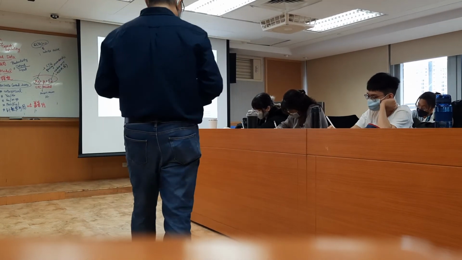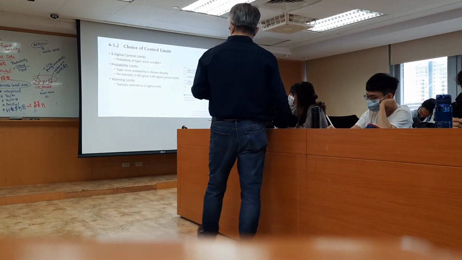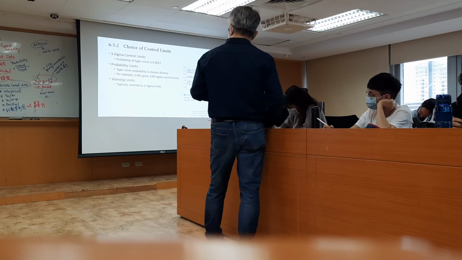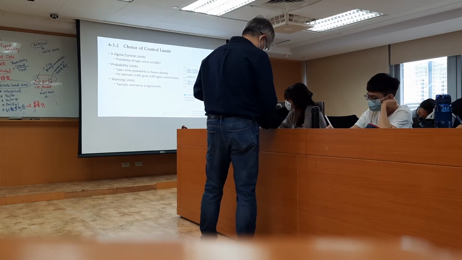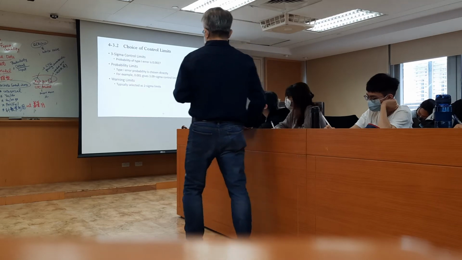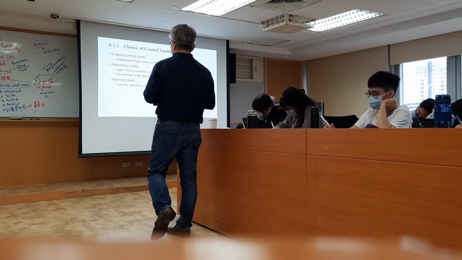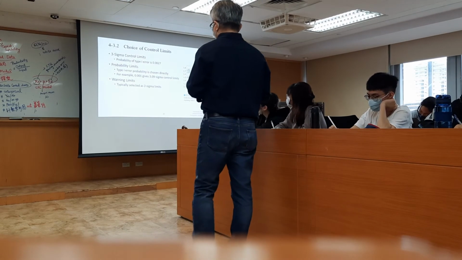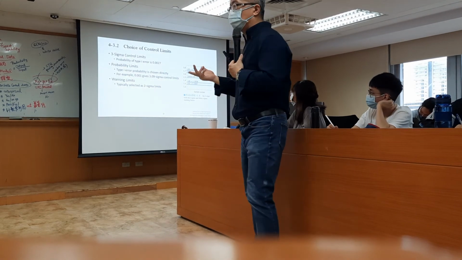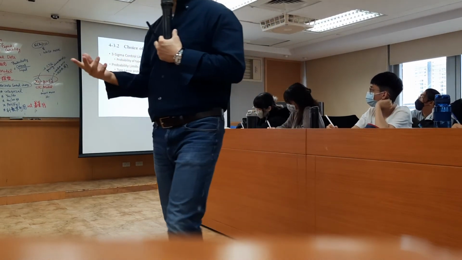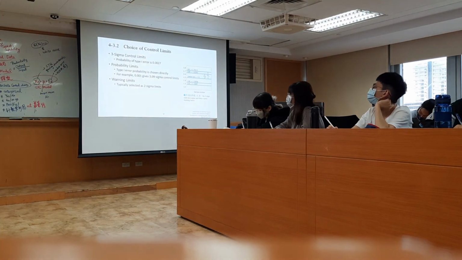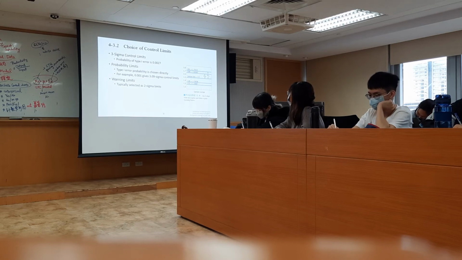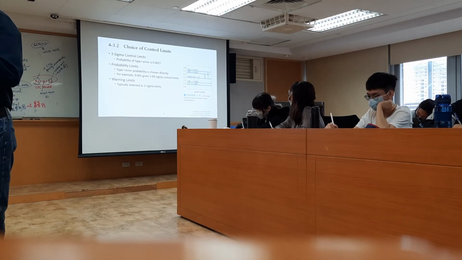Okay, 4.3.2. On the bottom, please refer to figure 5.8. The 3 sigma control limits. Probability of Type I error is 0.0027. How come? Where does this number come from, gentlemen? Where does this number come from? 0.0027.